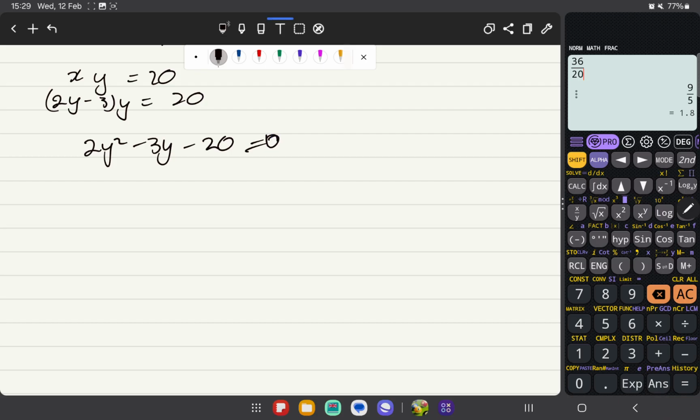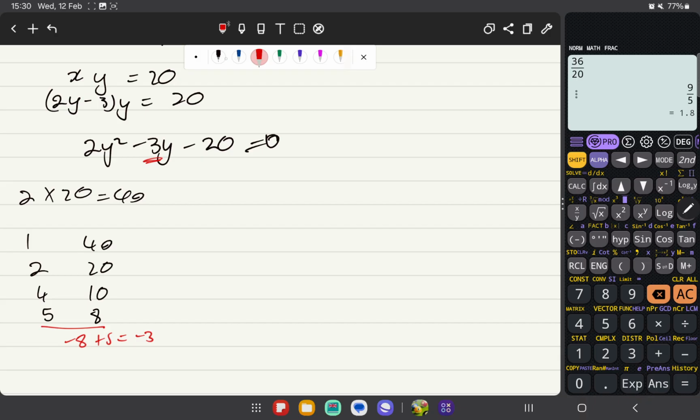Here I'm factorizing, and since the coefficient is not 1 and 3 is not divisible by 2, I'm just going to use my method. Multiply 2 by 20, that gives me 40. Factors of 40: 1 and 40. Remember, I'm looking for factors that will give me this number when I add or subtract. I have 2 and 20, I don't have 3. 4 and 10, no. 5 and 8, and fortunately 5 and 8, if I add or subtract them, I can get minus 3. Minus 8 plus 5 is minus 3.